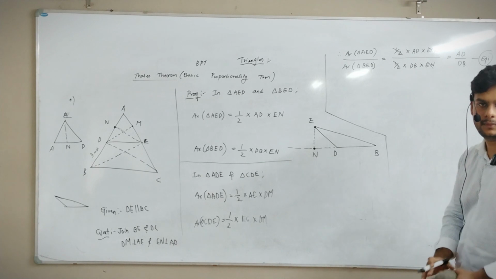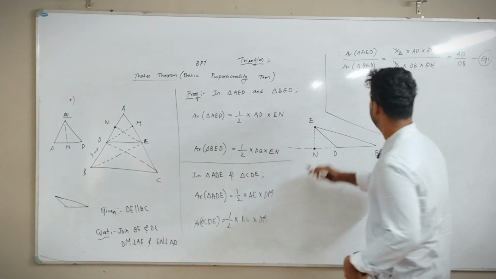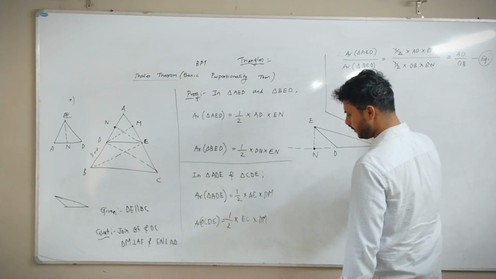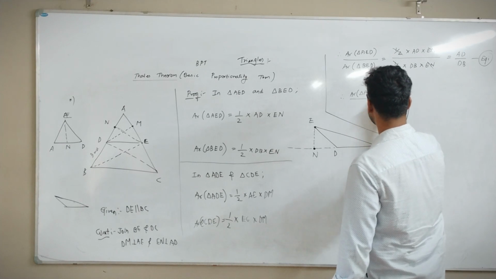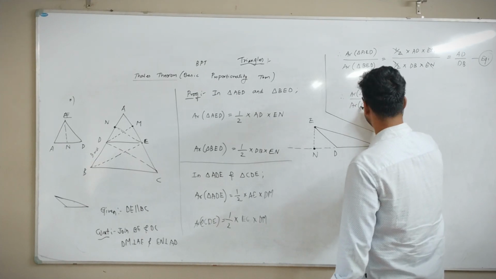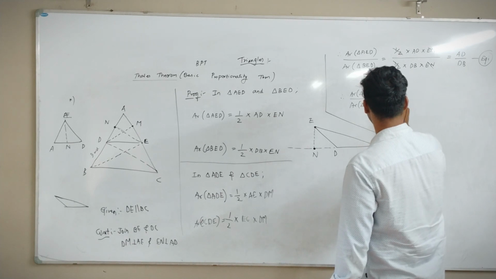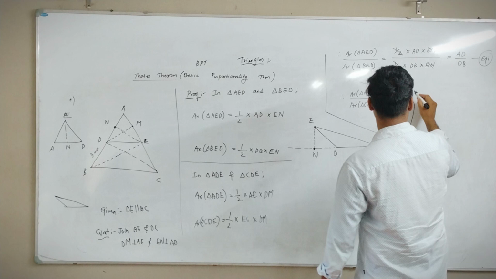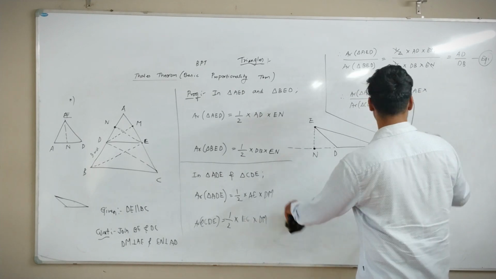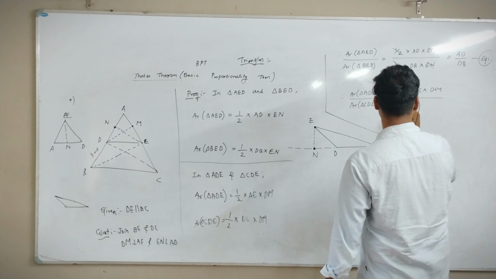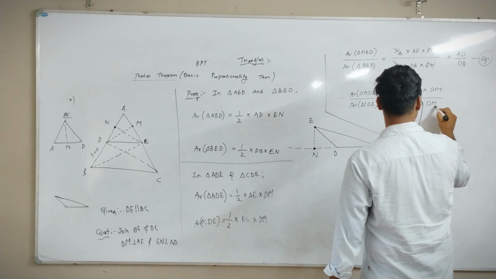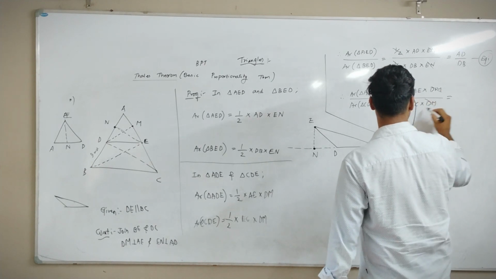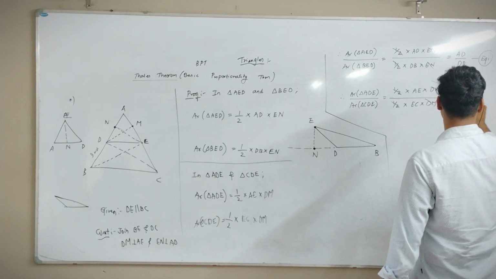Any doubts? Next I will take this now. Area of triangle ADE divided by area of triangle CDE is half into AE into DM, whole divided by half into EC into DM. DM cancels, half cancels, AE by EC. Second equation.